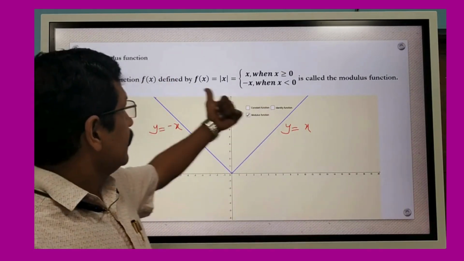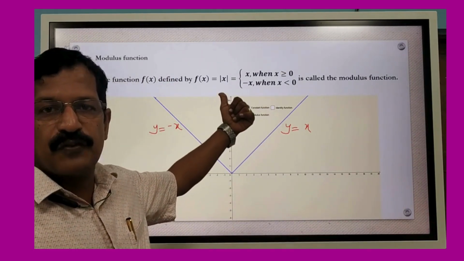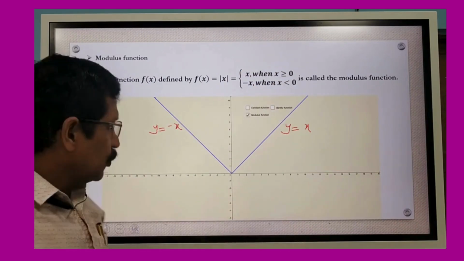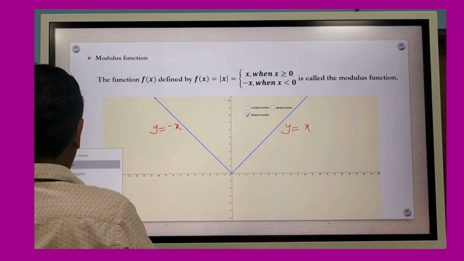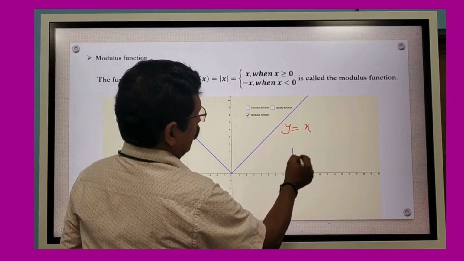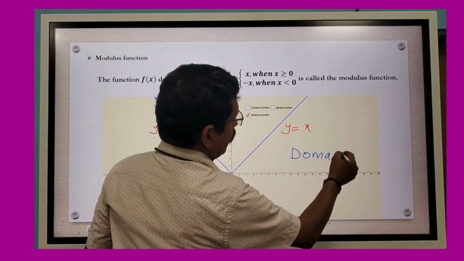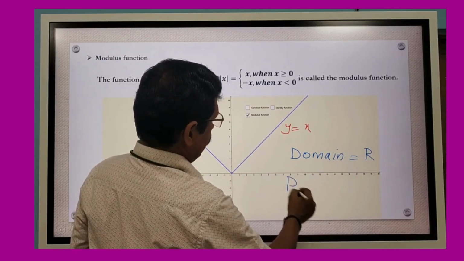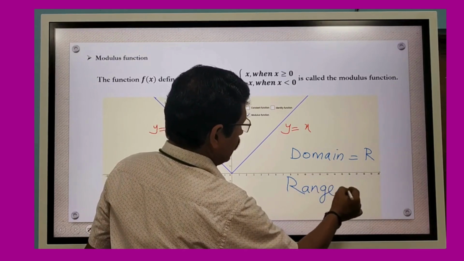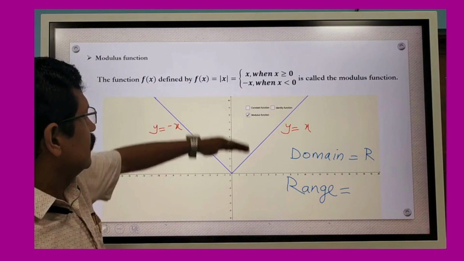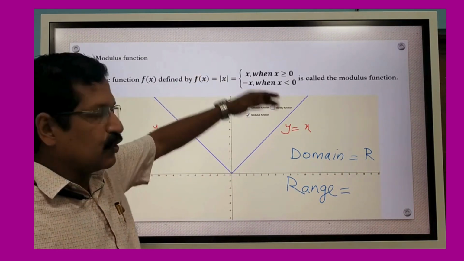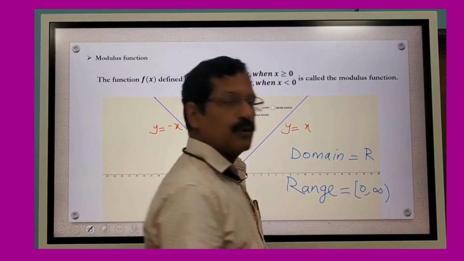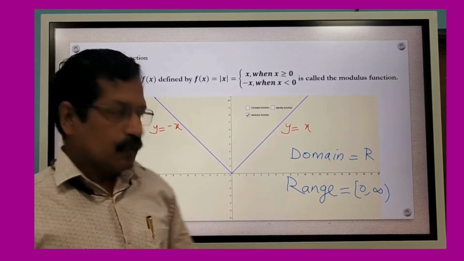Let us think about the domain and the range of this function, modulus function. Clearly, x takes all real numbers. So domain is equal to the set of all real numbers. What about the range? Range is taking only the positive values. So f of x is taking only the positive values. So range is 0 to infinity, or positive real numbers including 0. So this is modulus function.